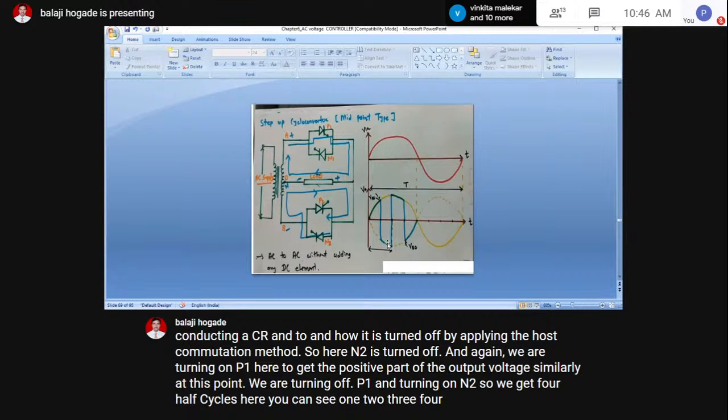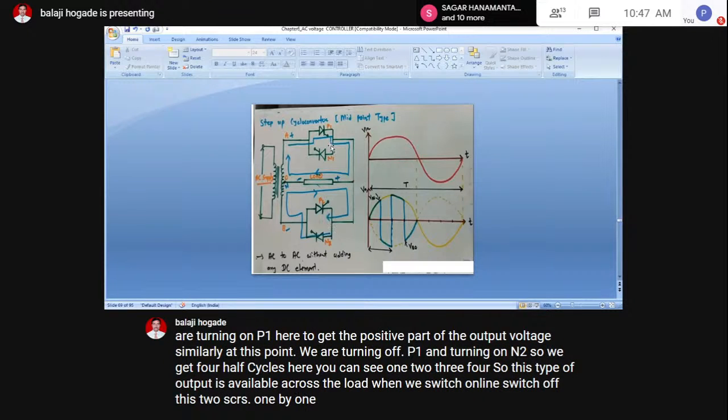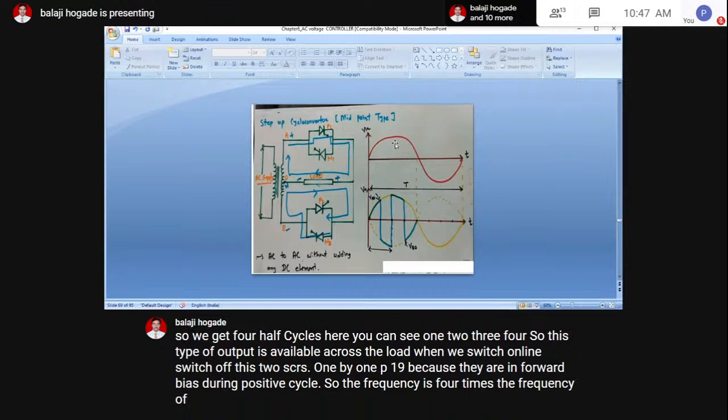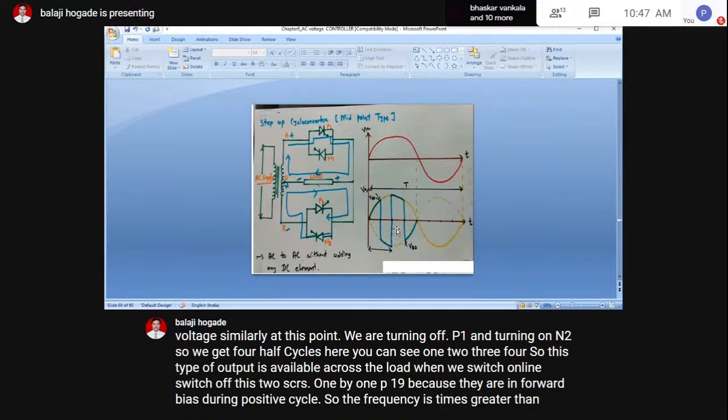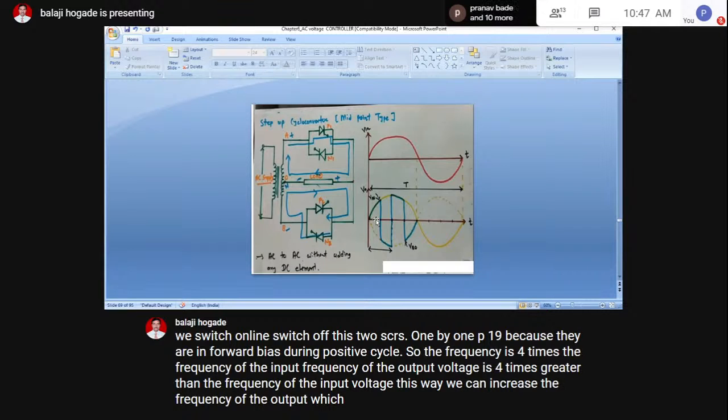So this type of output is available across the load when we switch on and switch off these two SCRs one by one, P1 and N2, P1 and N2, because they are in forward bias during positive half cycle. So the frequency is 4 times the frequency of the input. Frequency of the output voltage is 4 times greater than the frequency of the input voltage. This way we can increase the frequency of the output, which is called as step-up cycloconverter.